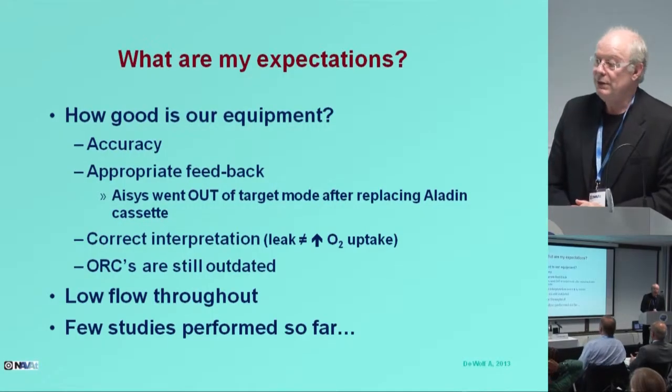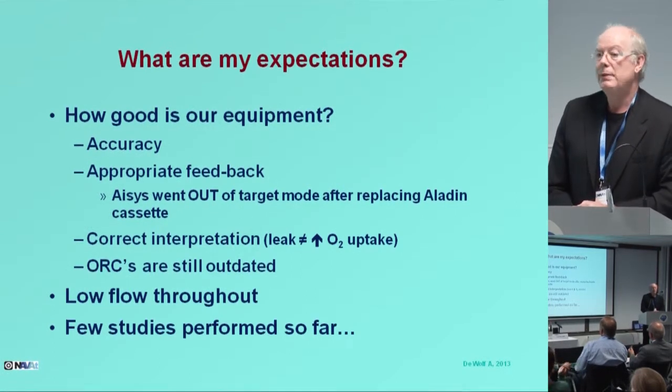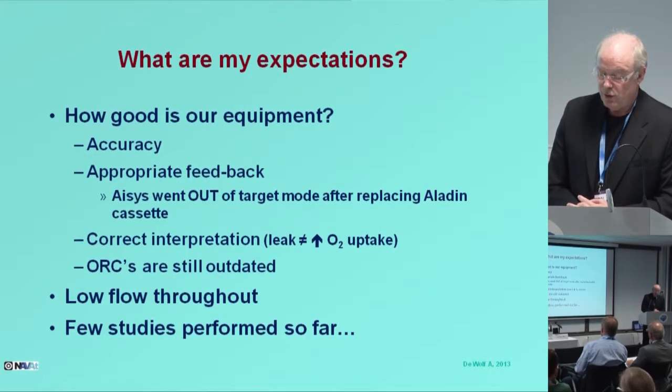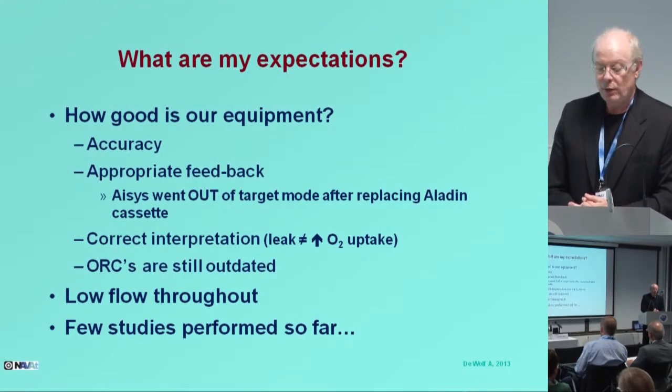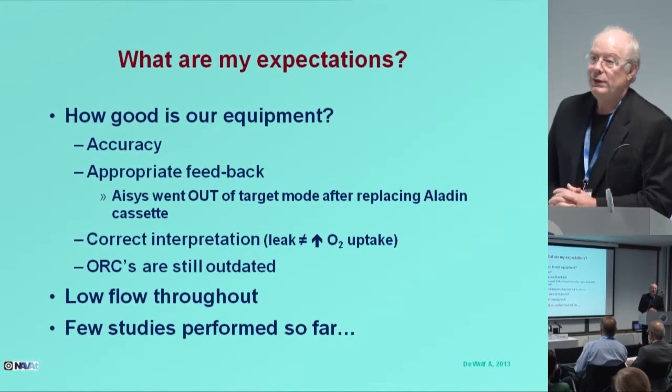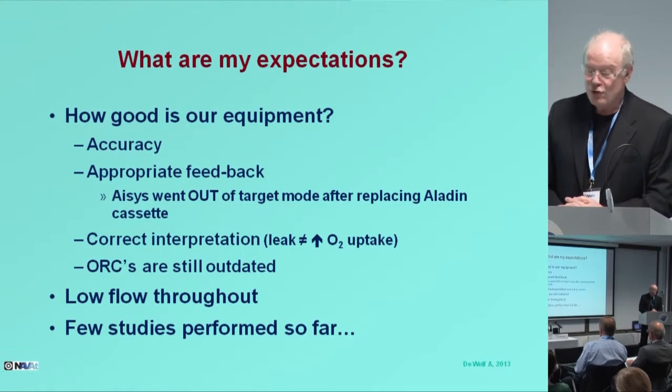So what are my expectations from such equipment? I want it to be accurate. There should be appropriate feedback from the equipment that you use. For example, there is one instance when the Aladdin cassette was removed from the equipment and the equipment went out of target control mode without really notifying the user completely. Also, I expect that the machine does some correct interpretation of events that are going on. We have an example where there was a cuff leak in the middle of the case, and the interpretation of the machine was that there was an increase in oxygen consumption. That is not a correct interpretation of the events.